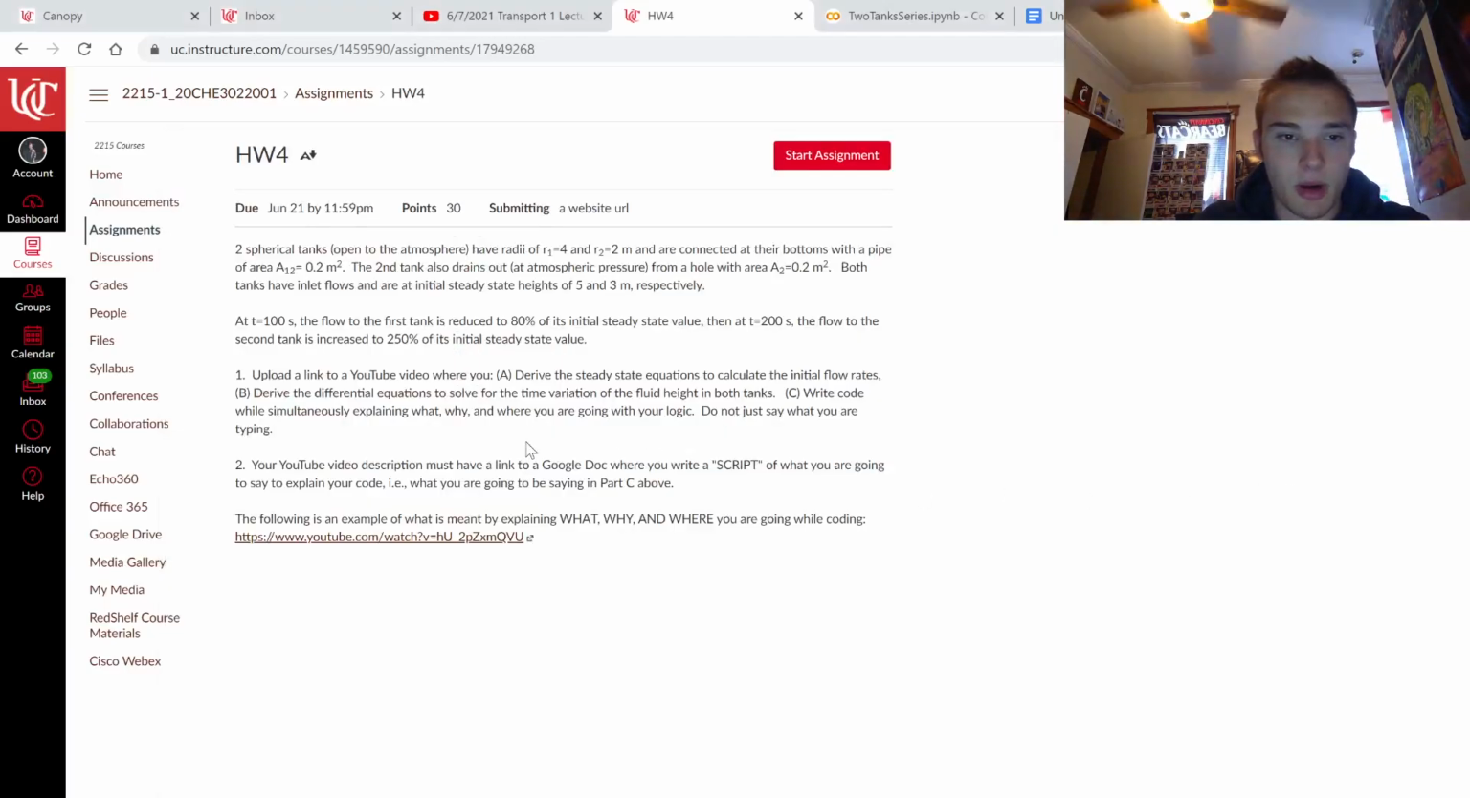Okay, so for this problem, the problem statement is outlined here. We are going to have two spherical tanks with specific radii as well as areas, and it's going to have two holes, one draining out from tank 1 into tank 2, and our specific areas are underlined here, and they both have inlet flows as well and are in steady states. And the height of tank 1 will be 5, and then the height of tank 2 will be 3.